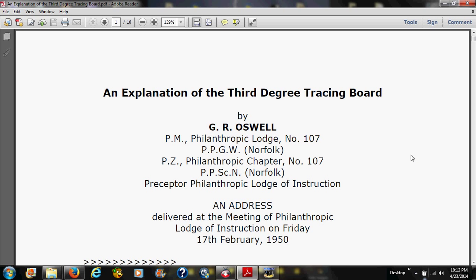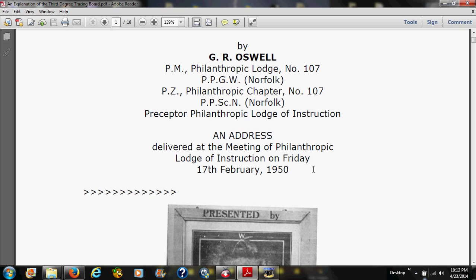And tonight's reading is going to be a lecture titled An Explanation of the Third Degree Tracing Board. It's by G.R. Oswell, past master of the Philanthropic Lodge, number 107, in Norfolk, and it was delivered at the Philanthropic Lodge of Instruction on Friday, 17th of February, 1950.